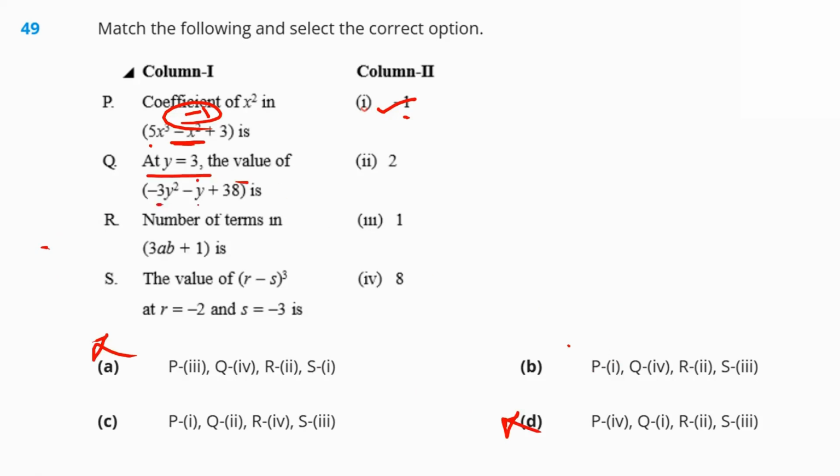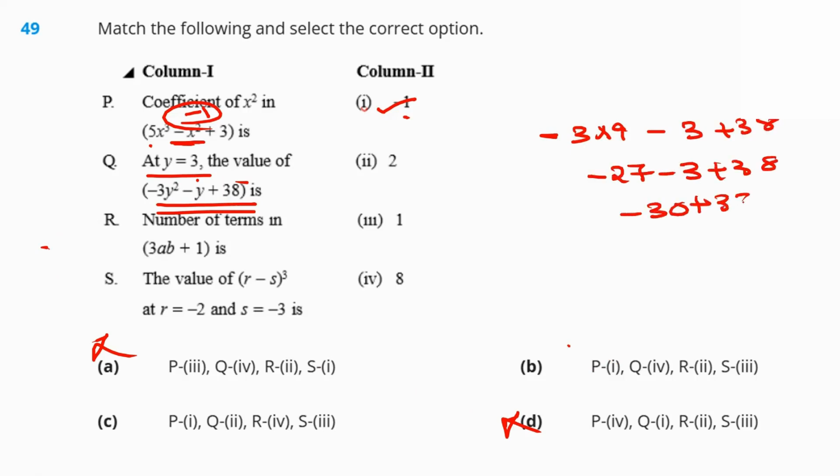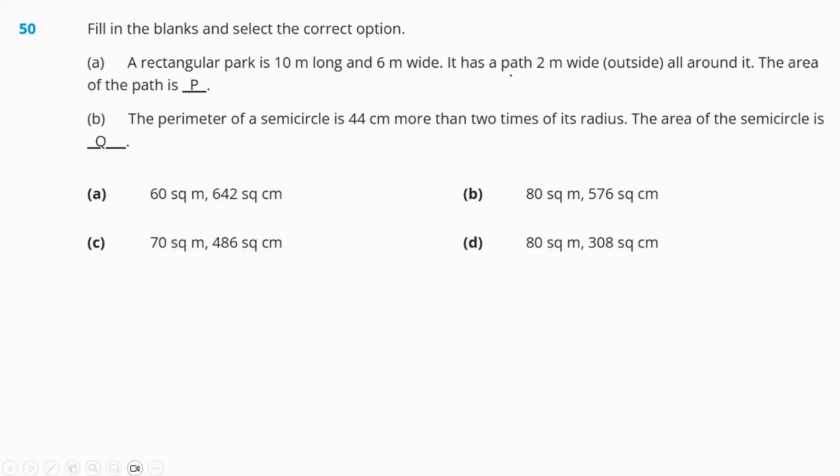Next, if y is 3, solve this one. What would be the value? -3 into y square. That means 9 minus 3 plus 38. Minus 9 into 3 is minus 27, minus 3 plus 38, that's minus 30 plus 38, that's 38 minus 38. Option number 4, which is in option B, hence that's our answer. On to the last question.